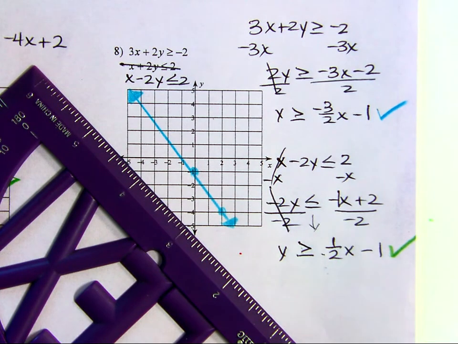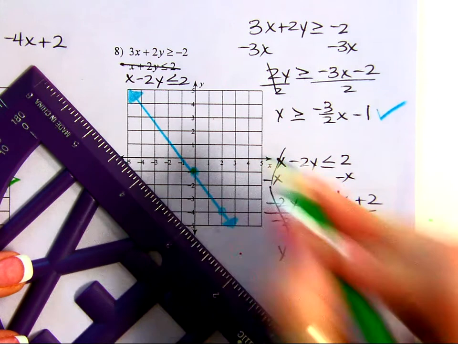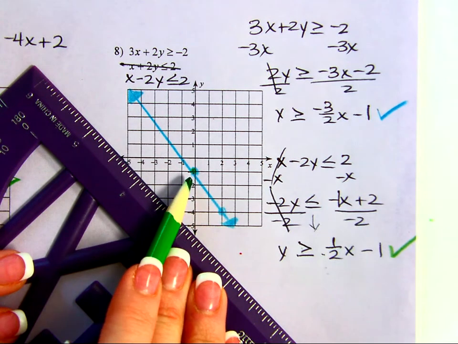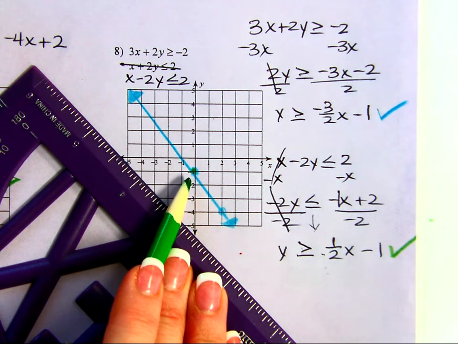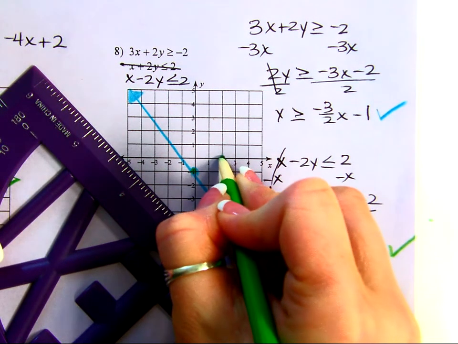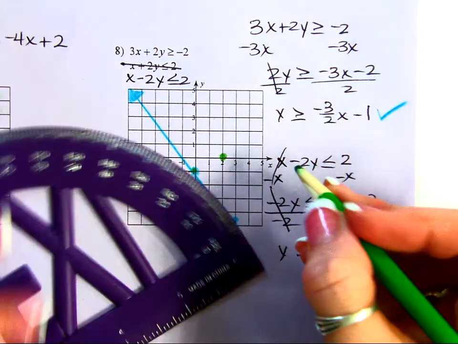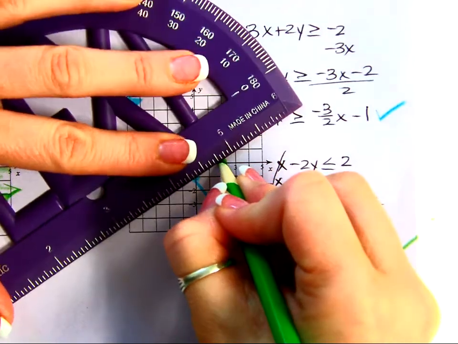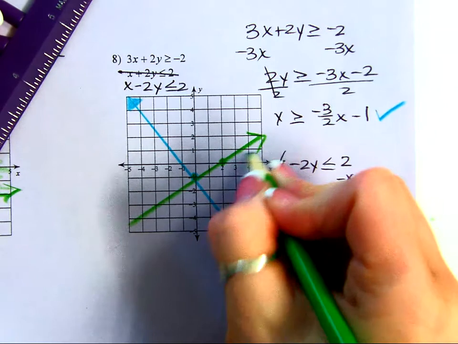Just give this a shot. Pick up the green. Start at -1 also. So if this was a system of equations, they would meet at the y-intercept. And then go up 1 over 2. This is also a solid. Draw the line, but don't shade it. Okay?